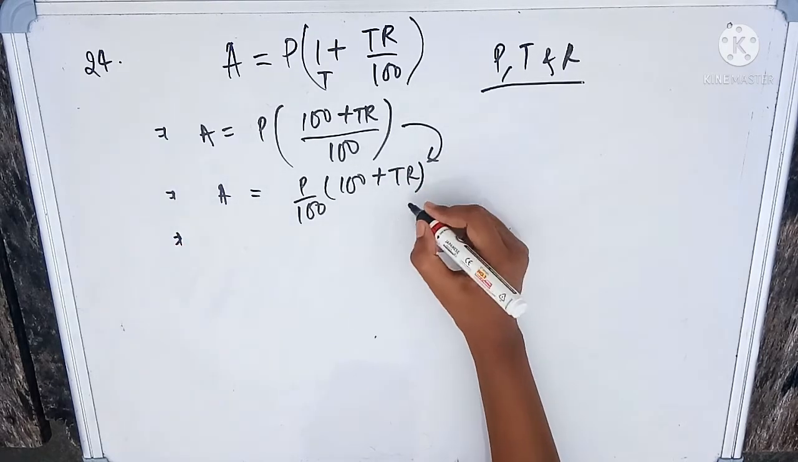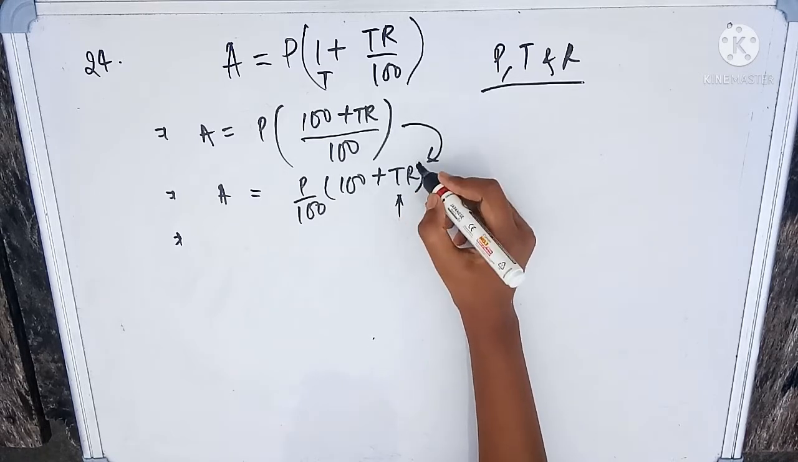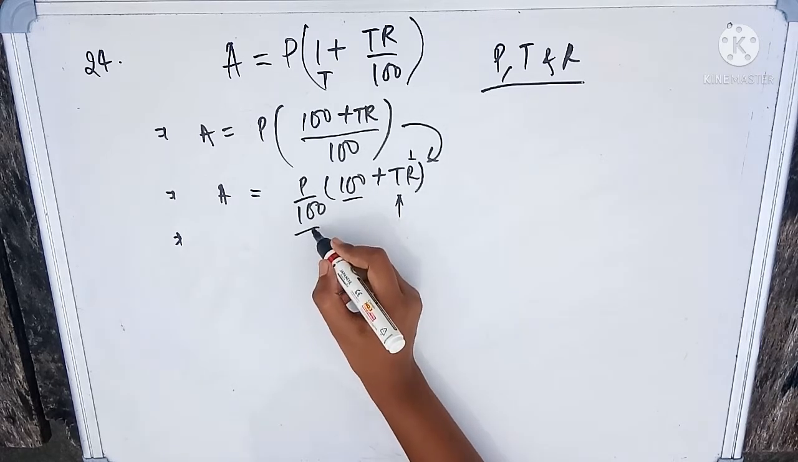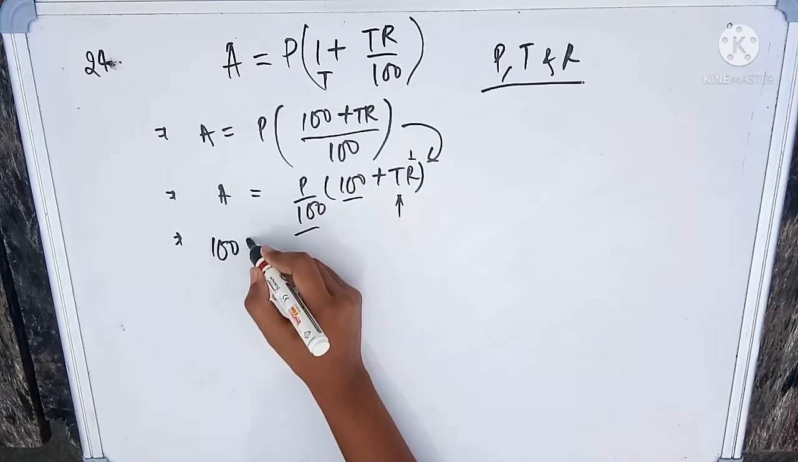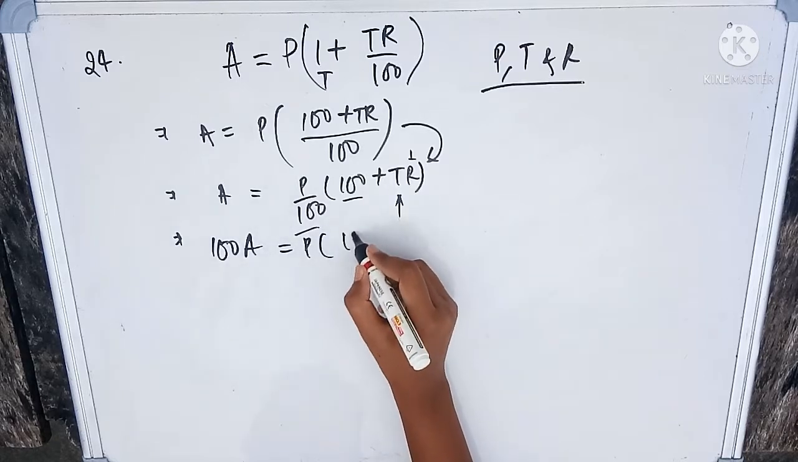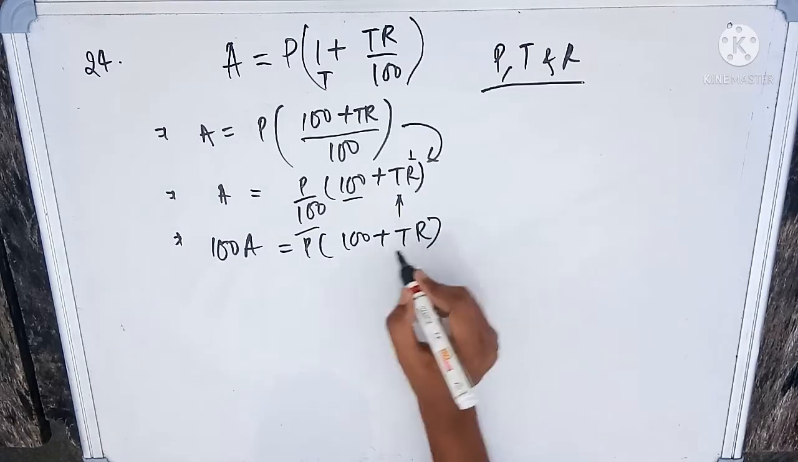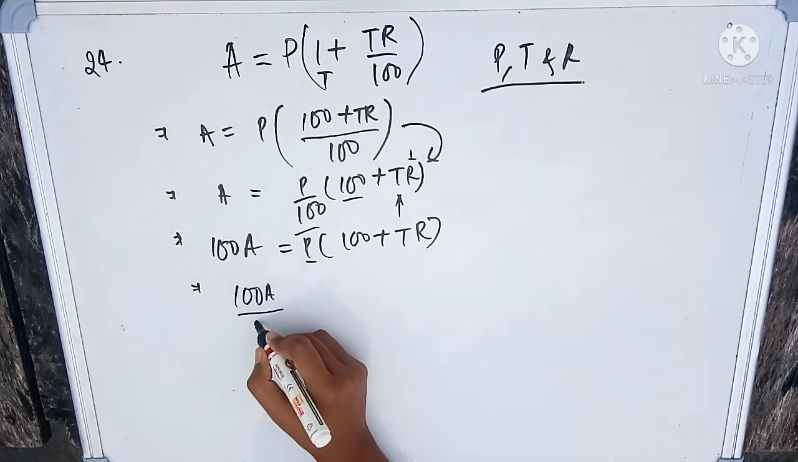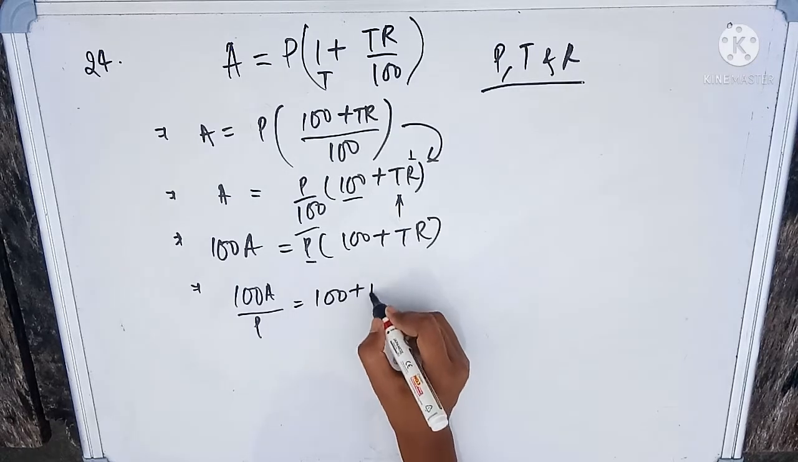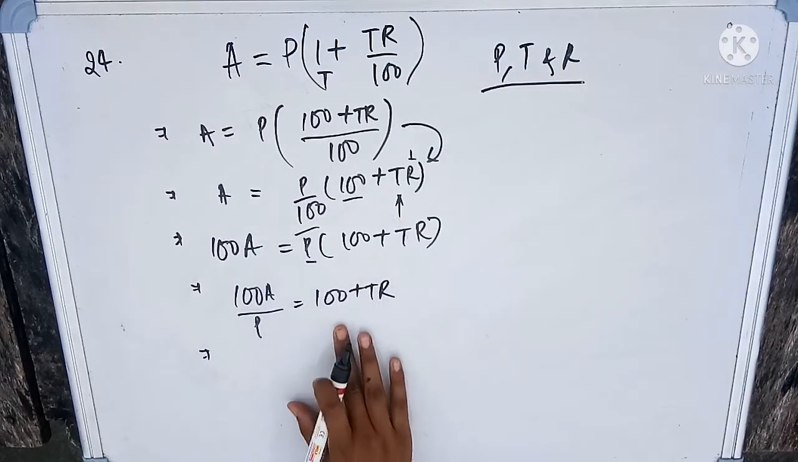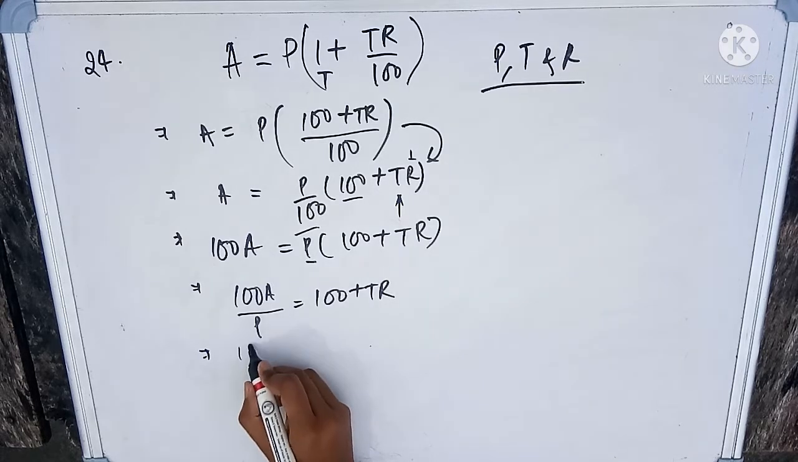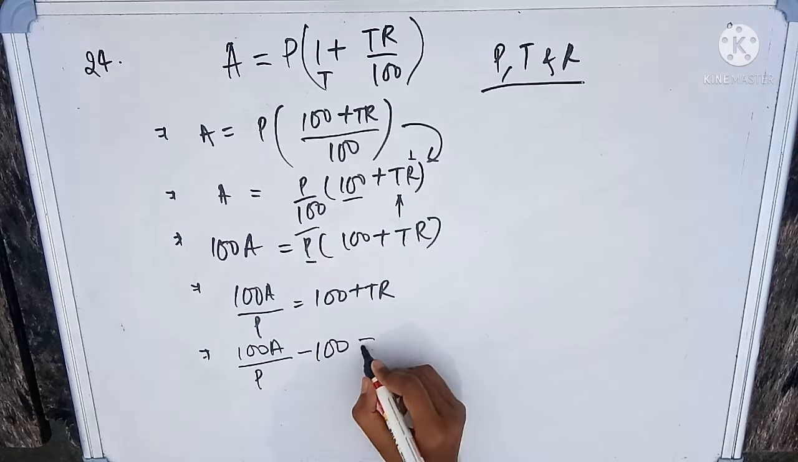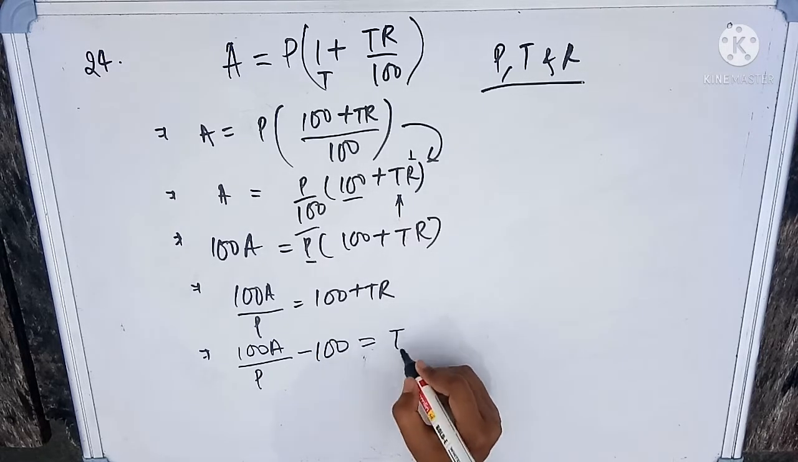Now you see we have to first make t as a subject, and for that you know that we have to remove this r and all the other terms from here. So first we will remove this 100, so it becomes 100A is equal to P multiplied by 100 plus tr. Next we can remove this P from here. It will be 100A divided by P is equal to 100 plus tr. And next we have to remove this 100 from here. So it will be 100A divided by P minus 100, because here we have positive 100, so it will be negative, is equal to tr.